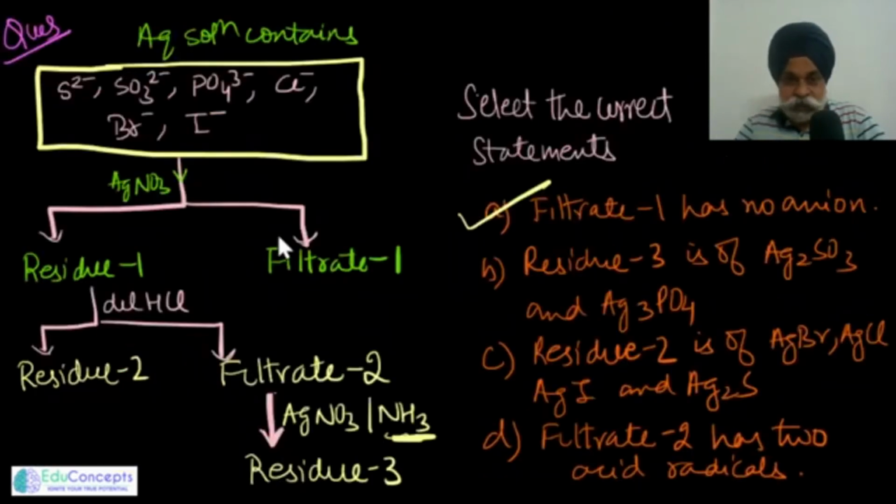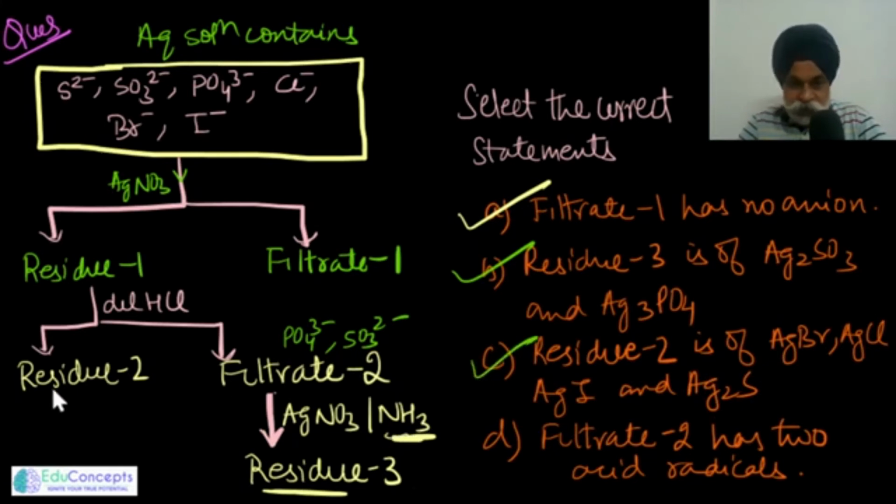Okay, moving on to the next one. Residue 3 is, okay, what was residue 3? Residue 2 was containing phosphate ion and sulfite ion, if you could remember. So these two get precipitated. So this statement is also correct. And residue 2 is of AgBr, AgCl, AgI. So this is also correct. We have just spoken that Ag2S, AgCl, AgBr and AgI got precipitated.